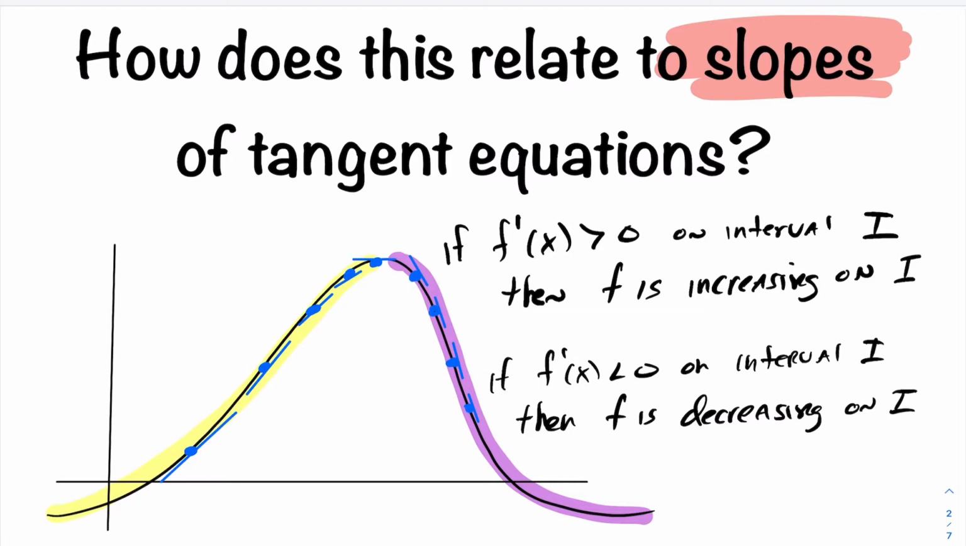Likewise, if f prime at x is less than 0, or negative, on a particular interval, then that function is decreasing on that interval. So now you can see here we have a test using our derivatives and our slopes to determine whether a function is increasing or decreasing. If its derivative is positive on a particular interval, that function is increasing. And if a derivative is negative on a particular interval, that function is decreasing. Let's look at some applications of this.